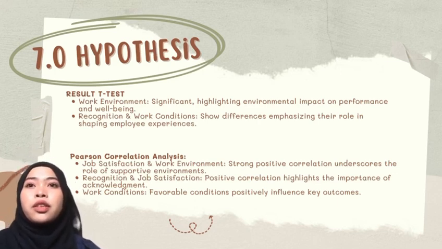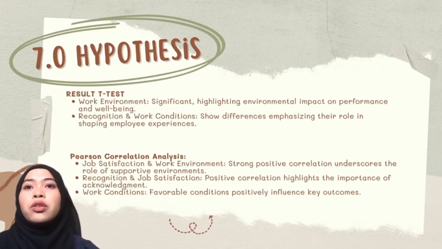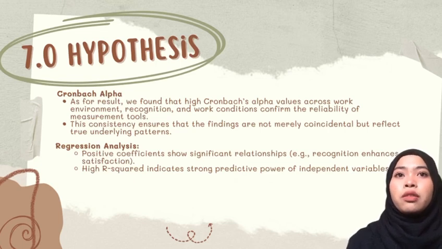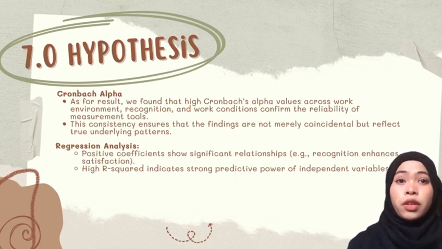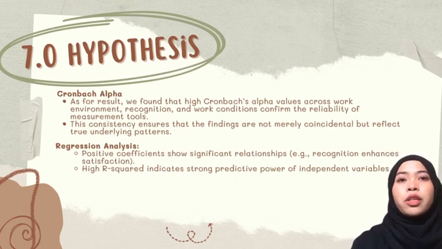For the Pearson correlation analysis, we got job satisfaction and work environment showing a strong positive correlation, underscoring the role of a supportive environment. For recognition and job satisfaction, we have a positive correlation, highlighting the importance of acknowledgement. Work condition is a favorable condition positively influenced by key factors. For Cronbach alpha, we found high values across work environment, recognition, and work condition, confirming that the measurement tools are reliable. This ensures that the findings are not merely coincidental but reflect true underlying patterns. For the regression analysis, we found positive coefficients show a significant relationship, for example, recognition enhances satisfaction. For R squared, we found that a high R squared indicates strong predictive power of the independent variables.